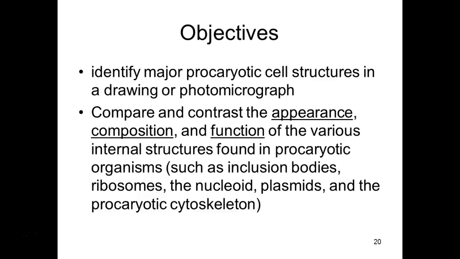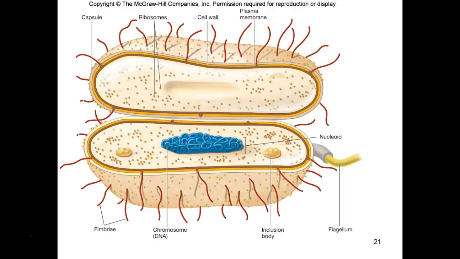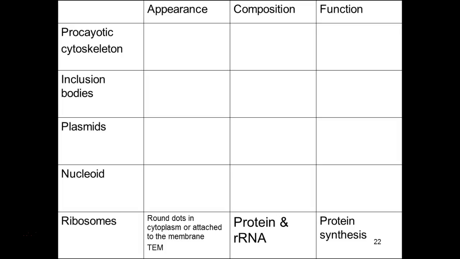So you need to be able to identify the major prokaryotic structures in a drawing or a micrograph for prokaryotes. So general appearance, what would these things look like? What's their composition? What are they made out of? And how do they function? So we're going to look at inclusion bodies, ribosomes, the nucleoid, plasmids, and the eukaryotic cytoskeleton. We're actually going to talk about these in our next lecture. Typically what I would have you guys do in preparation would be to fill in this table. But we'll do it together as we go to the next lecture.